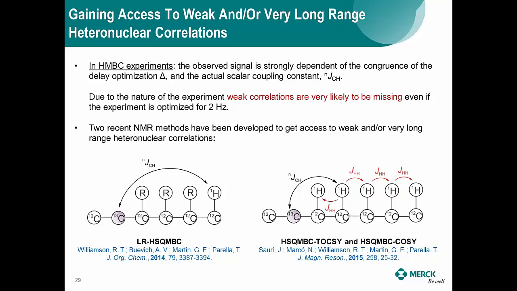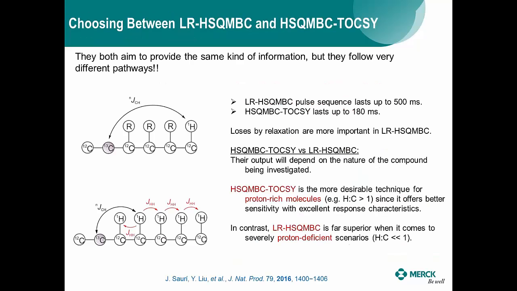this makes the experiment not very good to see very small coupling constants with values below 2 Hertz. In order to see those correlations with very small proton-carbon coupling constants, we developed the LR-HSQMBC first, and then the HSQMBC-TOCSY or the HSQMBC-COSY. Now, basically those experiments are aimed to provide very long-range correlations, having a very small long-range proton-carbon coupling constant. And both experiments provide the same information, but they follow very different pathways.